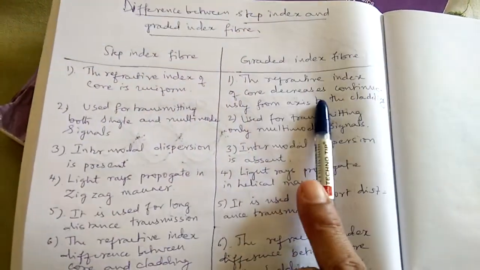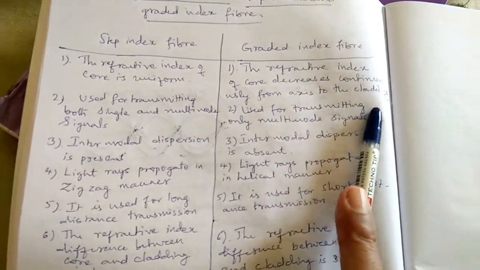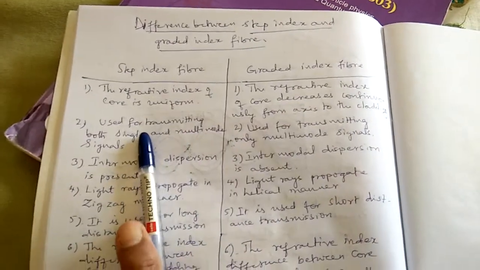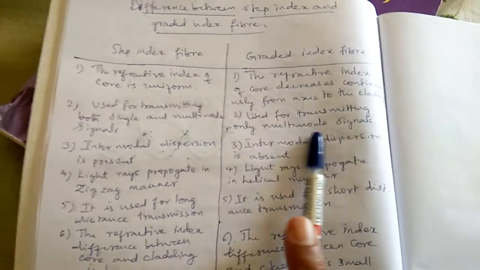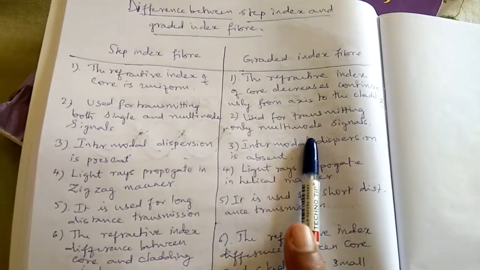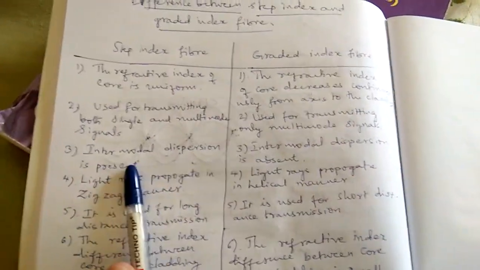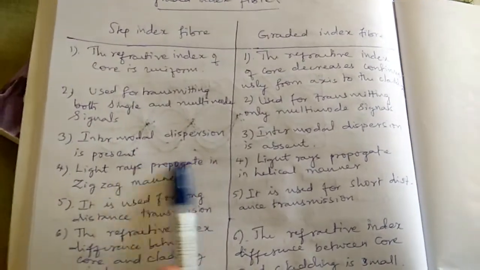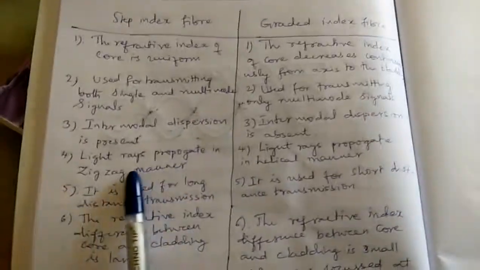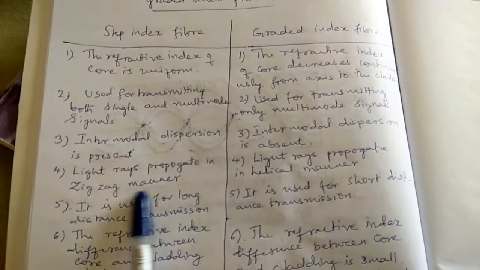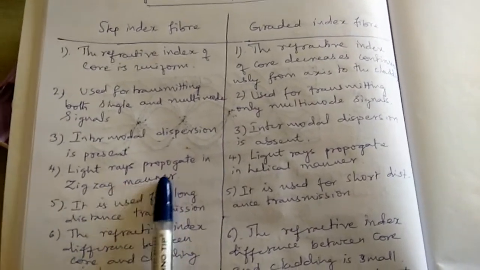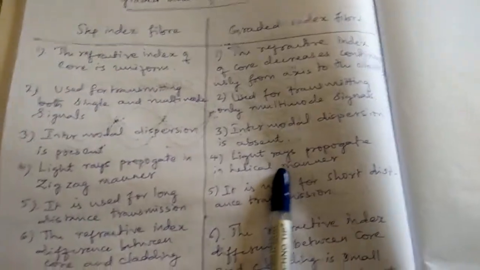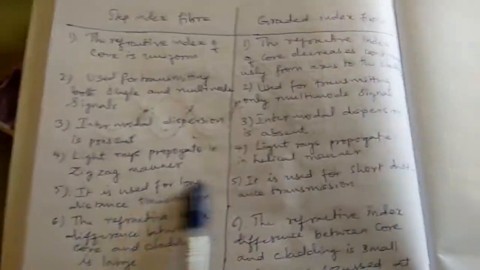The refractive index of the core decreases continuously from the axis to the cladding; it is used for transmitting both single and multimode signals. Step index is used for transmitting only multimode signals. Intermodal dispersion is present in one, and intermodal dispersion is absent in the other. Light rays propagate in a zigzag manner, just like in multimode optical fiber. Light rays propagate in a helical manner.